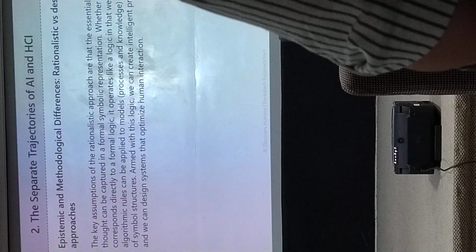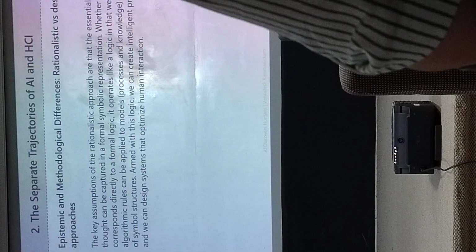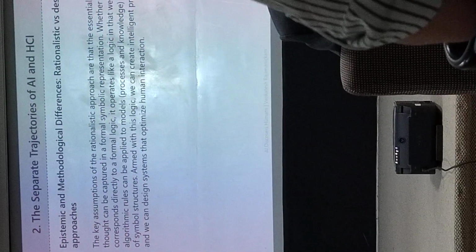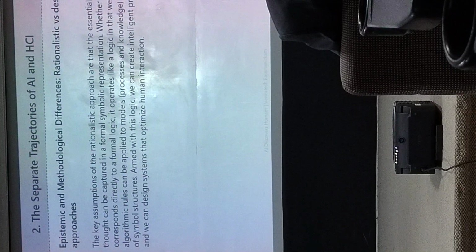So there is an epistemological and methodological difference. One is the rationalistic, the other one is the design approach, right? The AI people were rationalistic. The assumption in the rationalistic approach is that essential aspects of thought can be captured in formal symbolic representations. Whether or not it corresponds directly to formal logic, it operates like logic, in that well-defined algorithmic rules can be applied to models, processes, and knowledge in the form of symbolic structures.